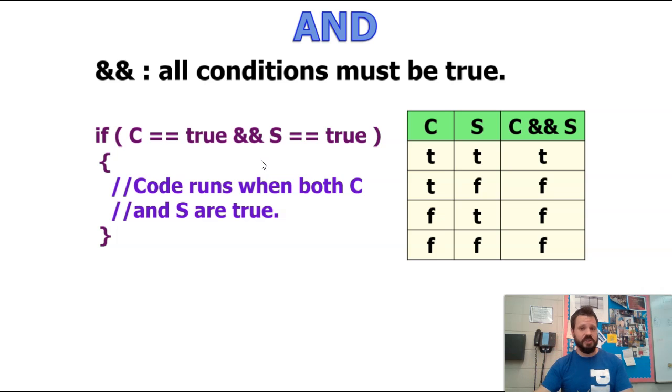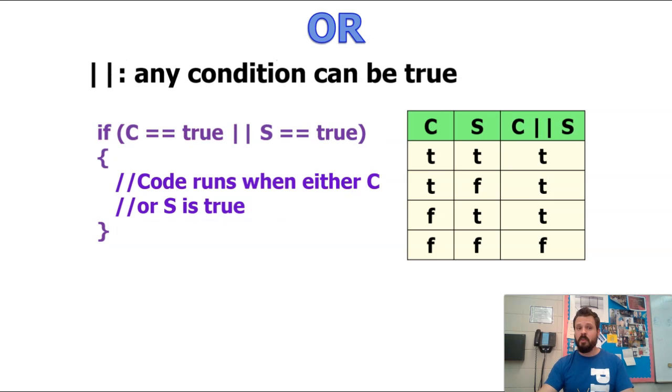Another way to think about this would be with a truth table where I have my variables C and S, and they can both be true or false. So here's all my different combinations of C and S true and false. The only way for C and S with that compound operator and to be true is if they're both true. If one of them is false or the other's false or they're both false, this expression will evaluate to false.